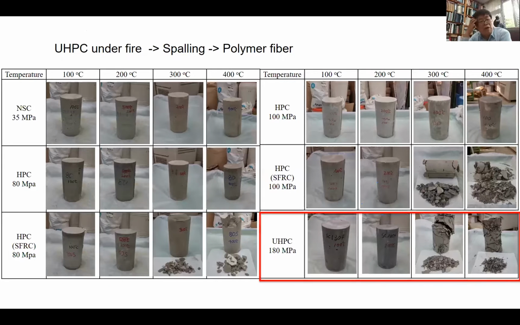But UHPC has a spalling problem at high temperature. To improve this, we can mix in polymer fiber, then reduce the possibility of a spalling problem in high temperature.